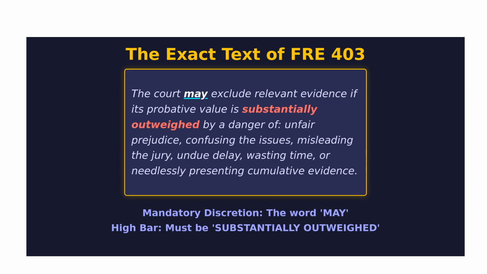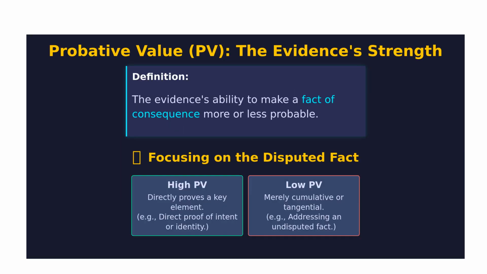Crucially, the threshold for exclusion is high. The evidence's ability to prove a fact must be substantially outweighed by the danger posed. This high bar ensures that only evidence posing significant risk is kept from the jury, maintaining the general preference for admitting relevant material. That high threshold requires us to analyze the two sides of the scale individually, starting with the evidence's strength. We now begin our deep dive into the first element, probative value, often abbreviated as PV.